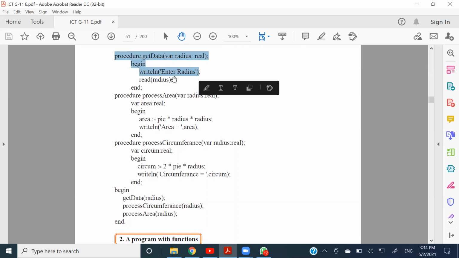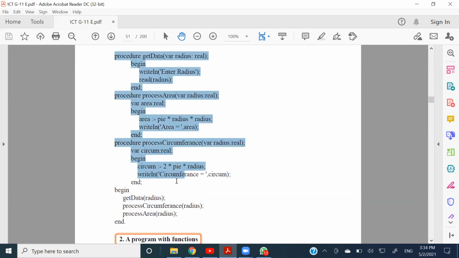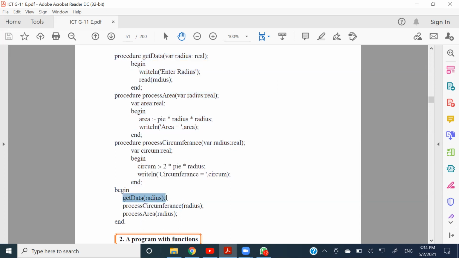So this is the point where the program starts to execute, firstly. Pascal will read those things, that's all. But execution starts from here. So when Pascal finds this, it goes to the procedure get data and executes these two.